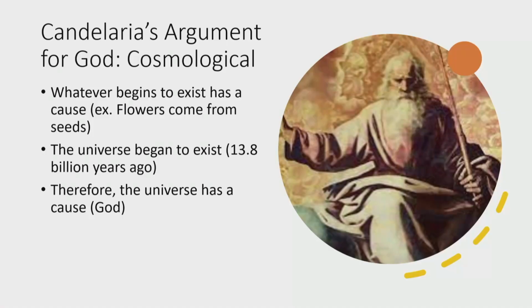There are so many reasons why I do, but three main arguments for God's existence: the cosmological argument, the moral argument, and then the fine-tuning argument. So the cosmological argument for God's existence basically states that whatever begins to exist has a cause. For example, a flower obviously starts with a seed. And so when the universe began to exist 13.8 billion years ago, it had to have had a cause, and that cause is God, obviously. Okay, that's a good argument there.